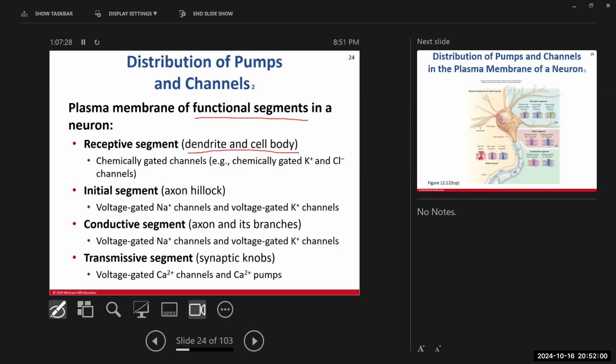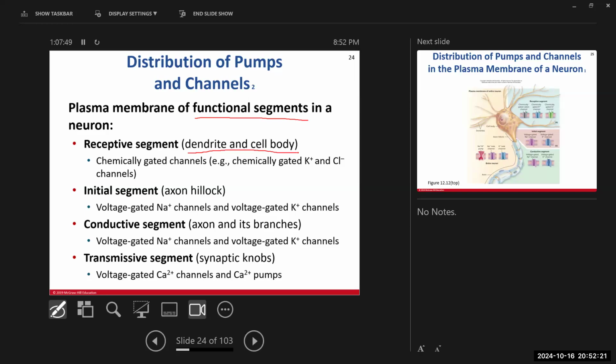So that's what the receptive segment is. You should just memorize this. Dendrite and cell body. Initial segment is the axon hillock. The conductive segment is going to be the axon and any branches that come off. Remember the collaterals that we talked about? If it sends out a bunch of different branches all over the place, that's the conductive segment. And then finally, the transmissive segment is the synaptic knobs.